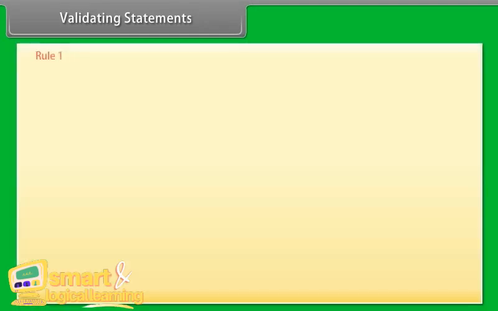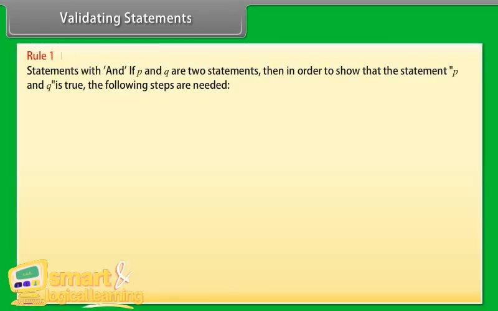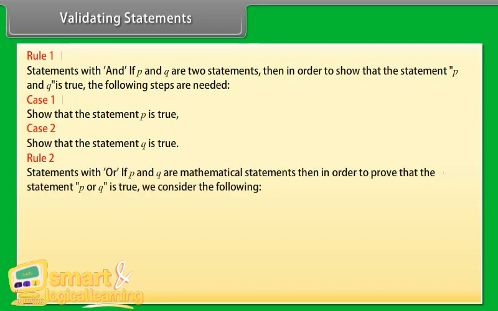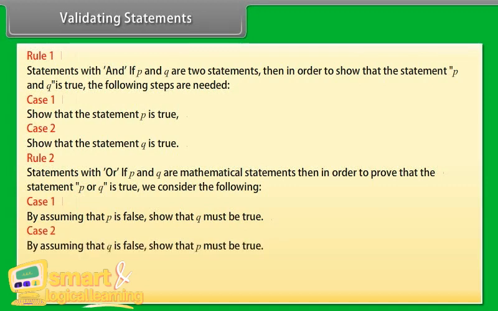Validating statements. Rule 1. Statements with AND. If P and Q are two statements, then in order to show that the statement P and Q is true, the following steps are needed. Case 1. Show that the statement P is true. Case 2. Show that the statement Q is true. Rule 2. Statements with OR. If P and Q are mathematical statements, then in order to prove that the statement P or Q is true, we consider the following. Case 1. By assuming that P is false, show that Q must be true. Case 2. By assuming that Q is false, show that P must be true.